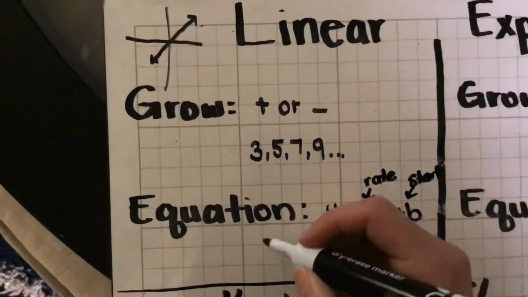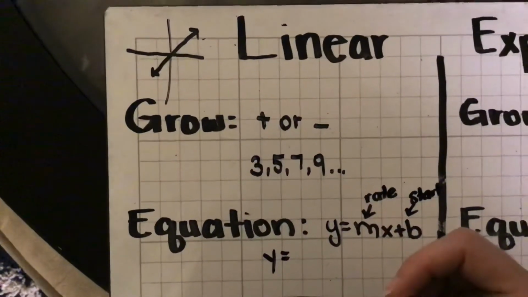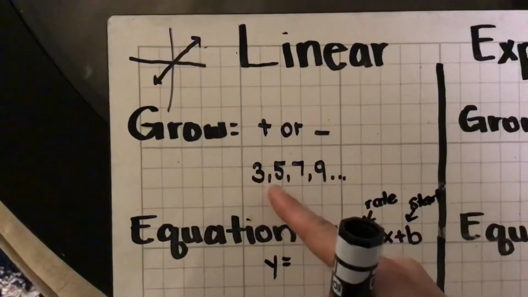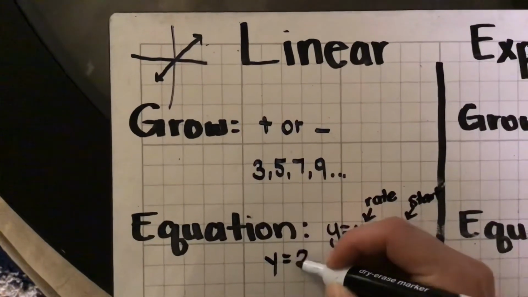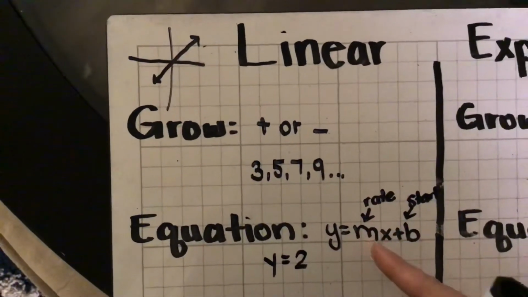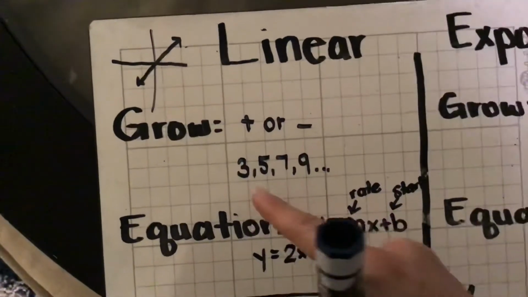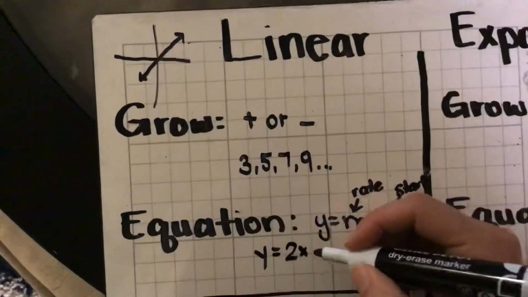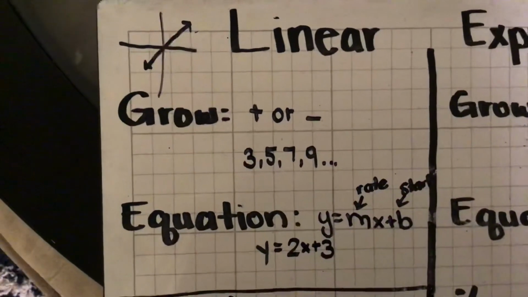So when we're looking at this one, I have y equals my rate. What is my rate each time? It's going up by 2, and it's going to be adding 2 each time, so it's a positive 2. And a faster way than saying 2 plus 2 plus 2 would be to multiply it, so I have y equals 2 times x. And I started that pattern starting at the number 3. So that would be my equation right there.